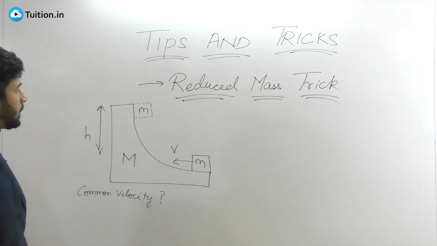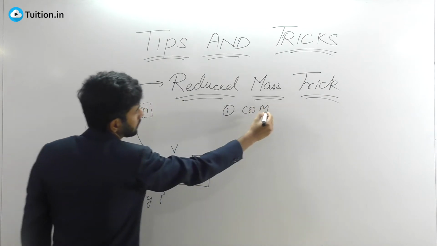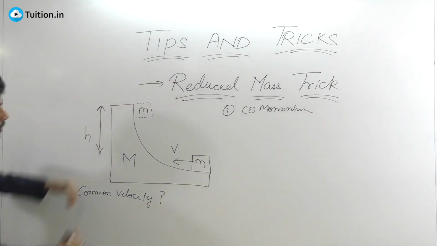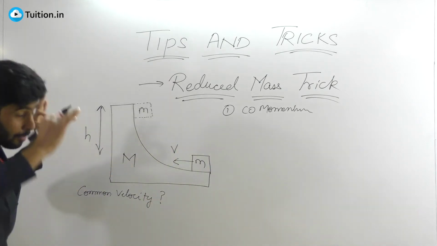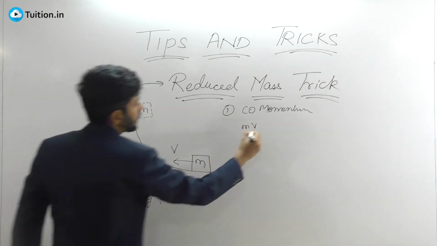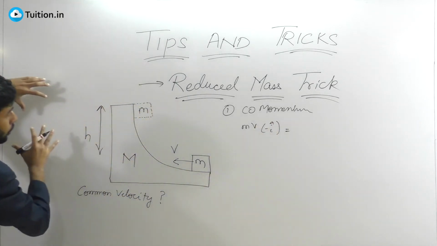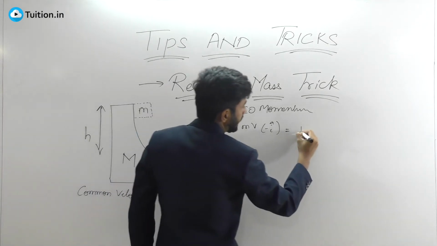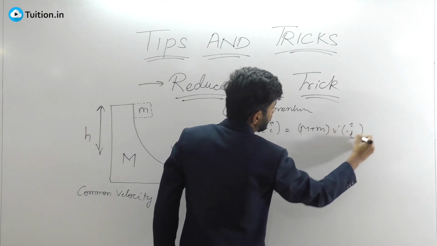So how will you solve this particular problem? There are two things that you will do. First, you will apply conservation of momentum. Why? Because there is no external force acting in the x direction, so x direction momentum must remain conserved. So your first equation will be mv towards minus i cap, should be equal to, if it comes here and both of them start moving with the same velocity v dash, let's say, the momentum then will be (M plus m) into v dash, in the minus i direction. This should remain conserved.